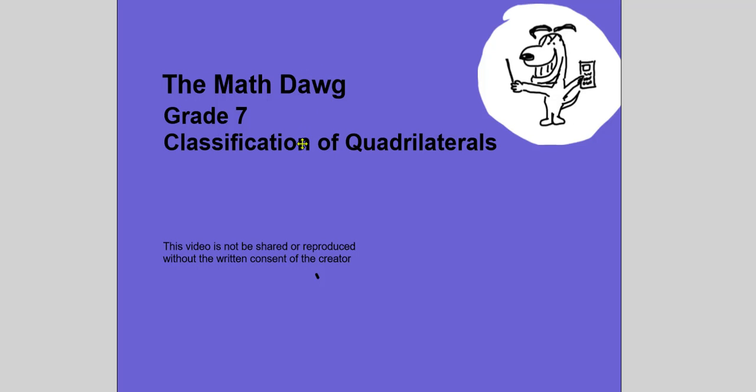In this video, I'm going to go over the classification of quadrilaterals. I guess I call this grade 7. I guess it could be anywhere from 5th grade up to high school, but I'll call it grade 7.